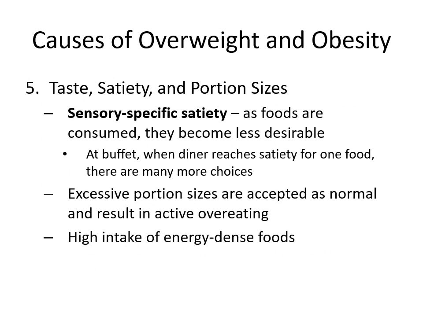Looking at taste, satiety, and portion sizes, we also have what's known as sensory-specific satiety. As foods are consumed, they become less desirable. But what we see, for example, at a buffet, is that when the diner reaches satiety for one food, they continue to have many more choices, and they continue to maintain a high intake. So in essence, you start eating, and eventually what tasted like the most amazing meal, you go, meh. Instead, you just switch entrees, right? But you can't really do that in the home setting.